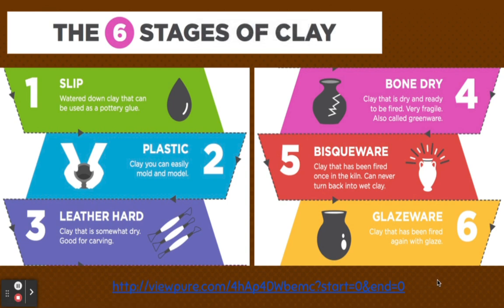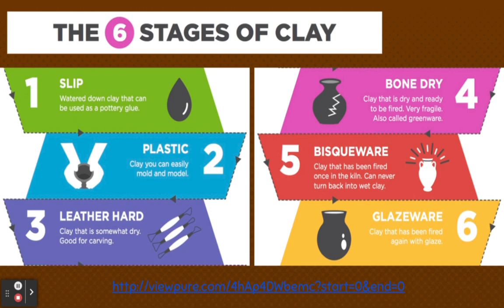Okay, so the first stage is what we just used in order to attach our clay. It's slip. So for number 1, where it says, what are the stages of clay, you're going to write slip. And where it says describe the clay at each stage, I want you to write down that it's watered down clay that can be used as pottery glue. If you want to shorten that, you could write watered clay equals pottery glue. Okay, that would be one way that you could shorten it. Or water plus clay equals pottery glue.